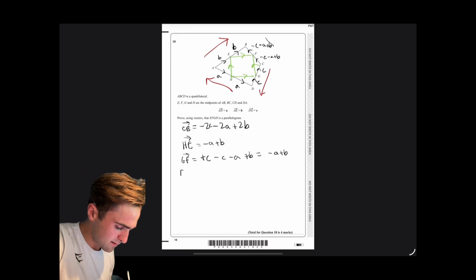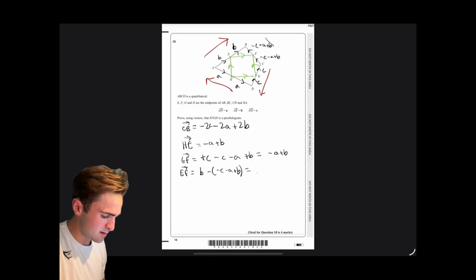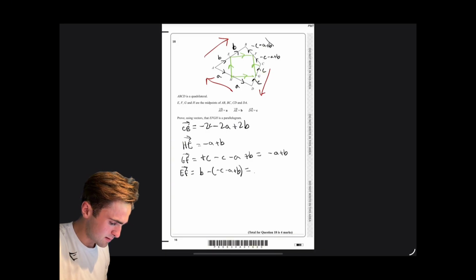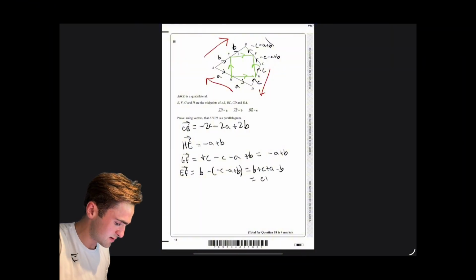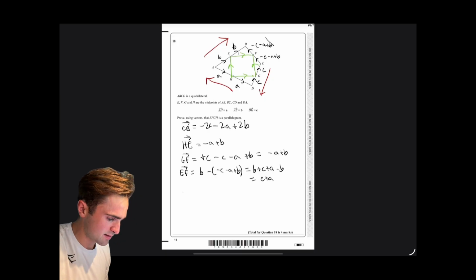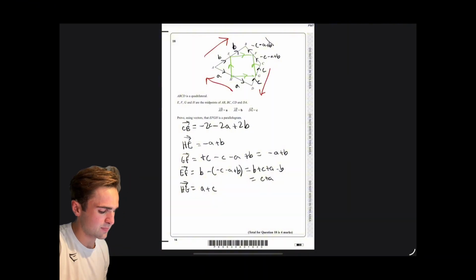We're going to say that EF equals plus B. And then we're going to do the minus of minus C minus A plus B, which equals B plus C. So B plus C plus A minus B, which equals C plus A. And then that's EF, so HG equals A plus C. So the same.